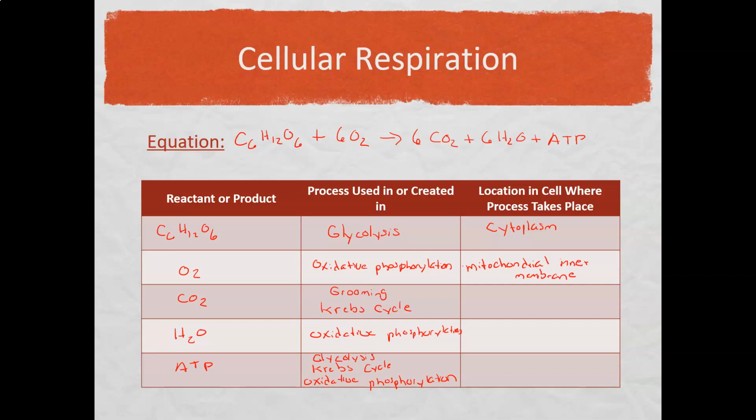Now, carbon dioxide gets produced both in the grooming step as well as in your Krebs cycle. So that grooming is taking place in my cytoplasm, and that Krebs cycle takes place in my mitochondrial matrix. Oxidative phosphorylation, same idea, is going to take place in that mitochondrial inner membrane.